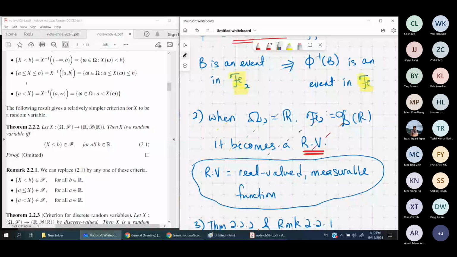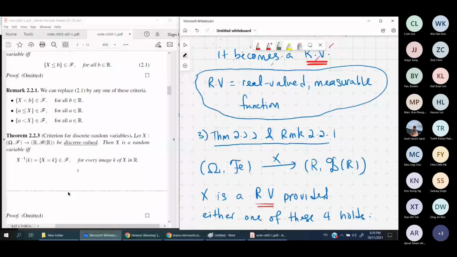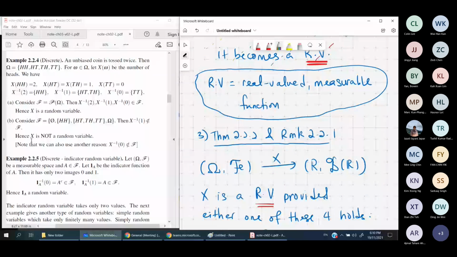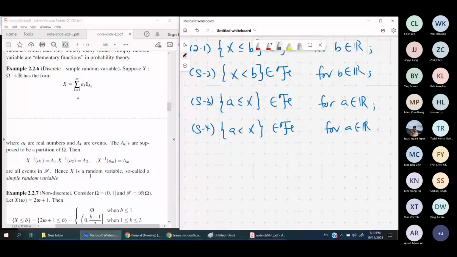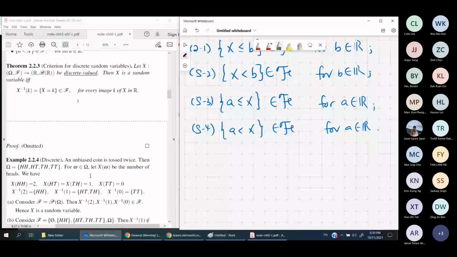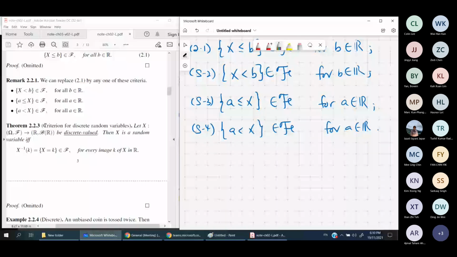Here's an example. This is some example of a discrete random variable. So this is for our general case. Next, this theorem 2.2.3 provides us a criterion for discrete random variables. So maybe just stay here. Number 3 or 4.